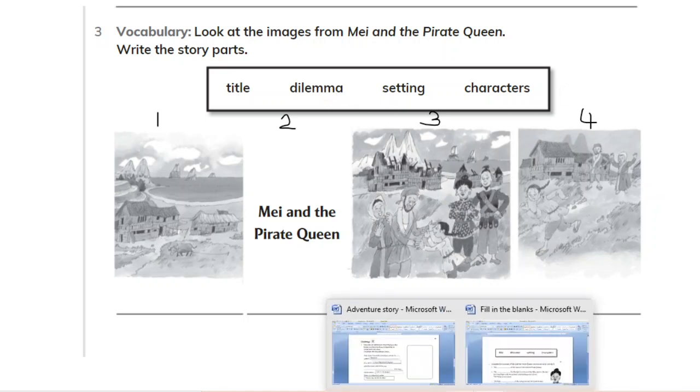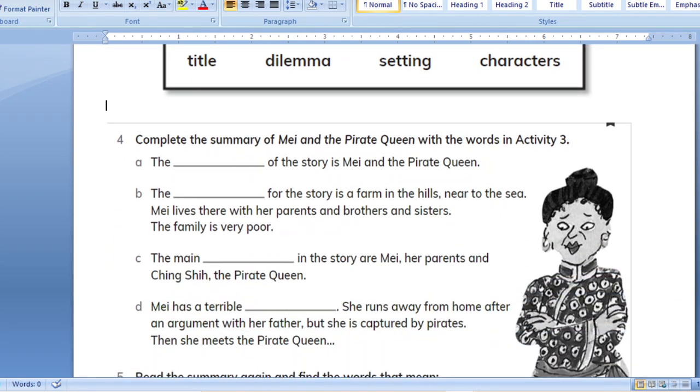Okay. Now the last one. Again, we have the same words: title, dilemma, setting, and characters. Write four and then write A and then fill in the blanks with these words. The dash of the story is May and Pirate Queen. May and Pirate Queen is the name. So what do you call it? You call it title. So you write A, title. The dash for the story is a farm in the hills near to the sea. May lives there with her parents and brothers and sisters. The family is very poor. What is this? This is the setting, means the place and the background for the story.